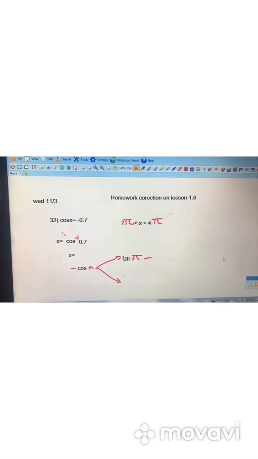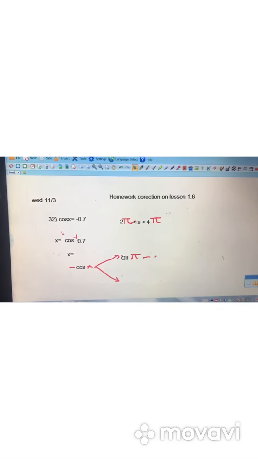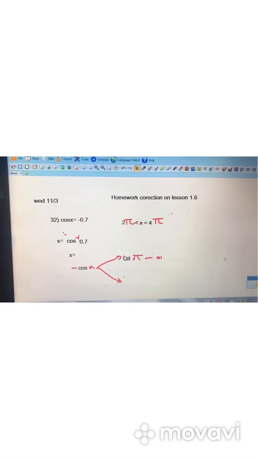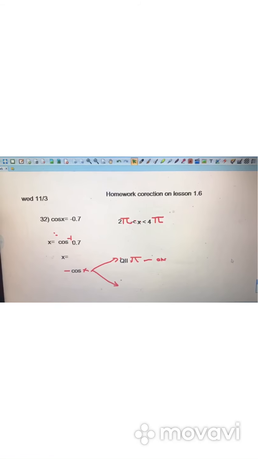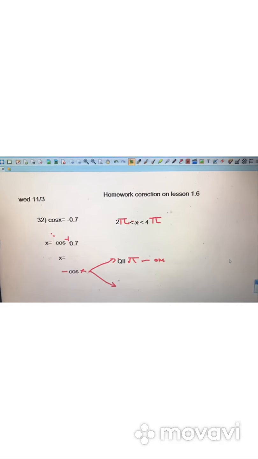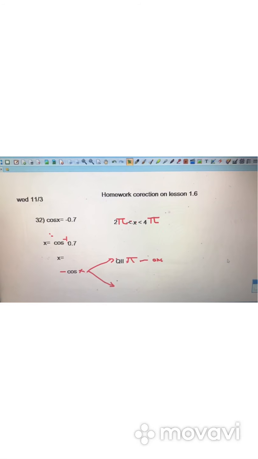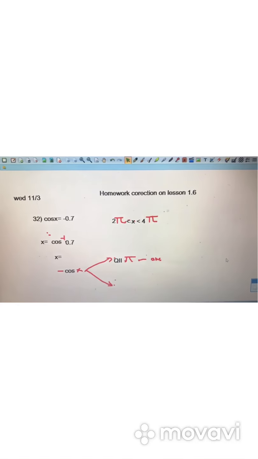And at the third quadrant, what will it be? It will be as simple as that: pi plus the answer. Why is the answer in radian? Because, as you can see, don't forget to change your calculator to radian because of the interval.